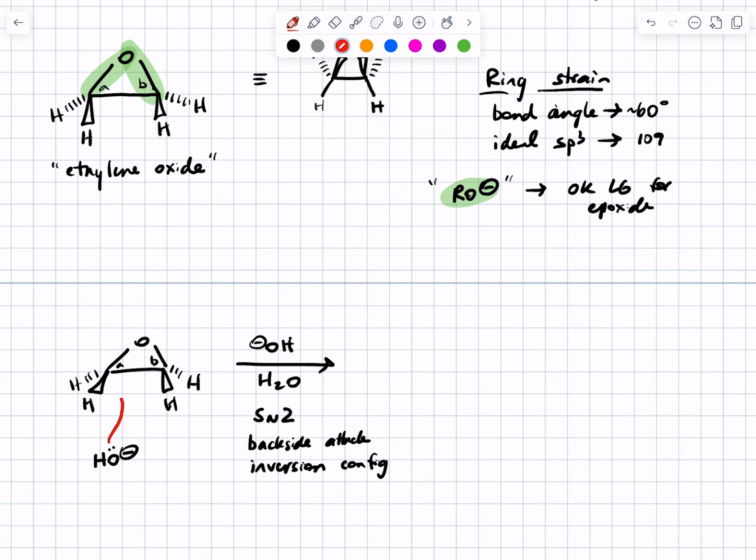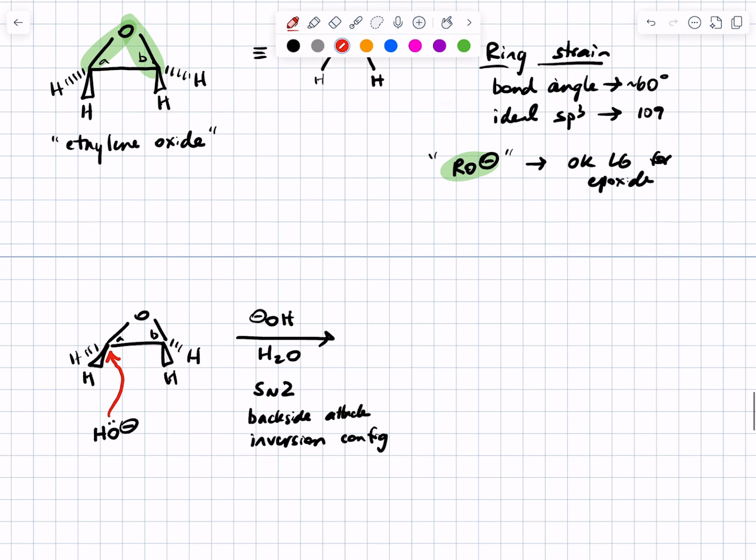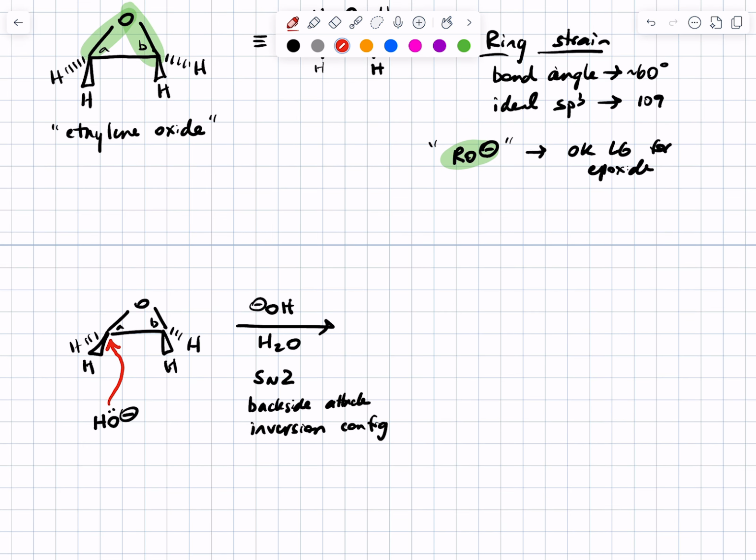Showing you this, OH minus attacks one of the two carbons of the epoxide. In this example, the two carbons in the epoxide are identical. We will deal with how to do the reaction when they are not identical. OH minus attacks one of the two carbons and the leaving group leaves.